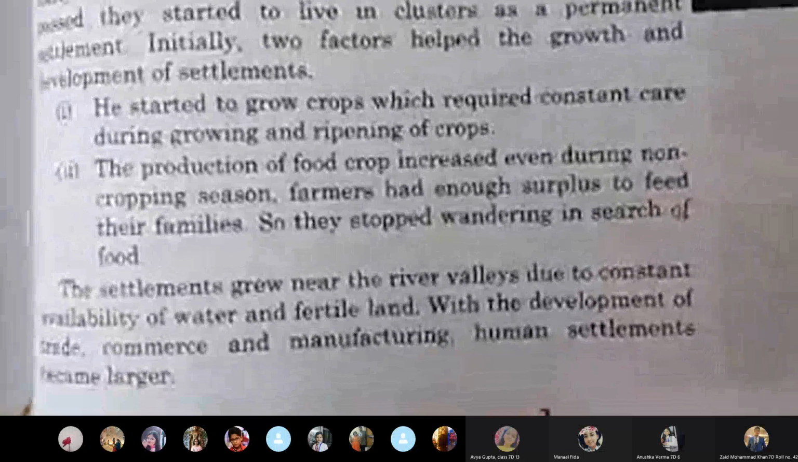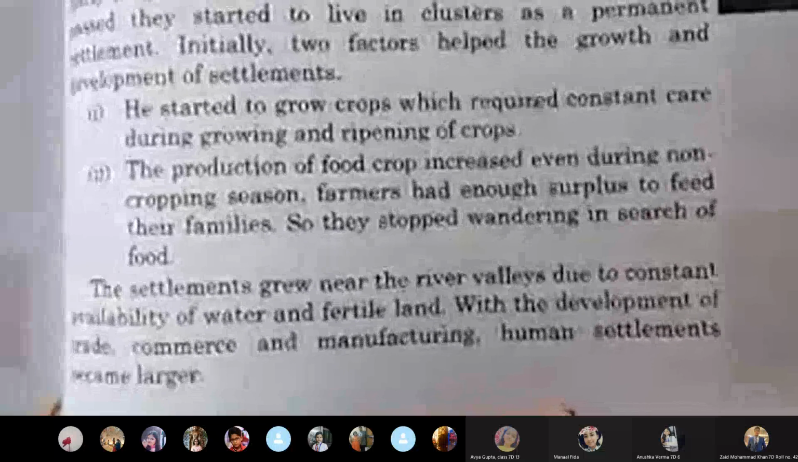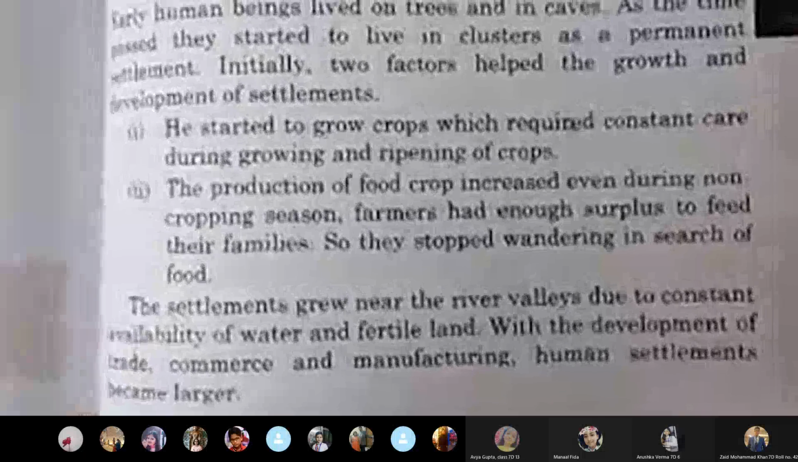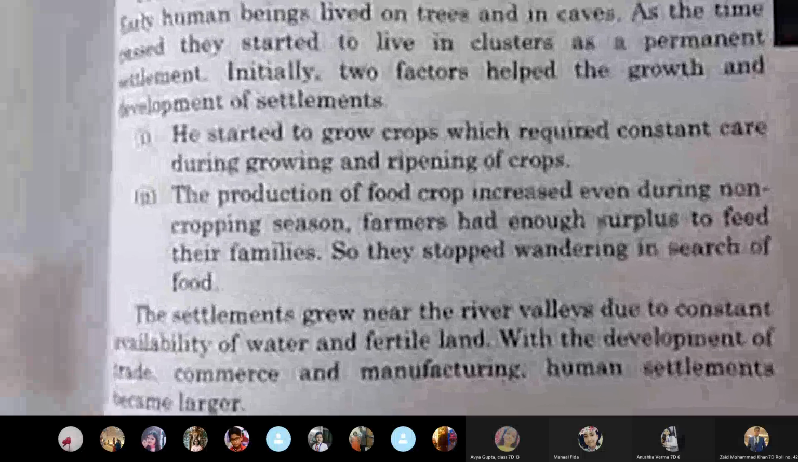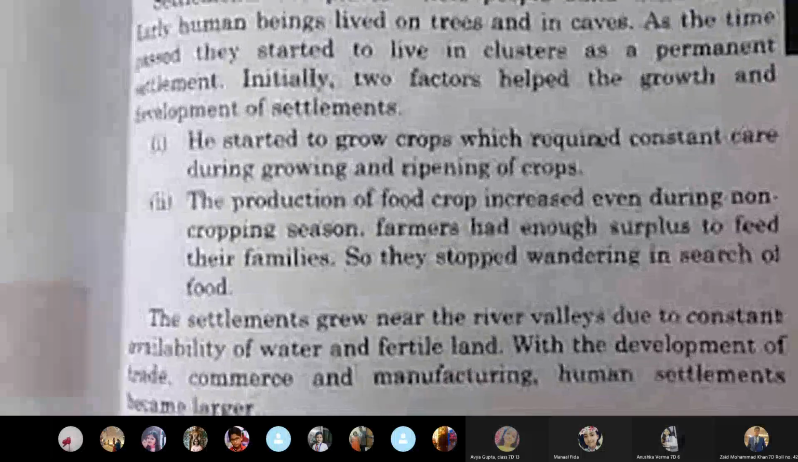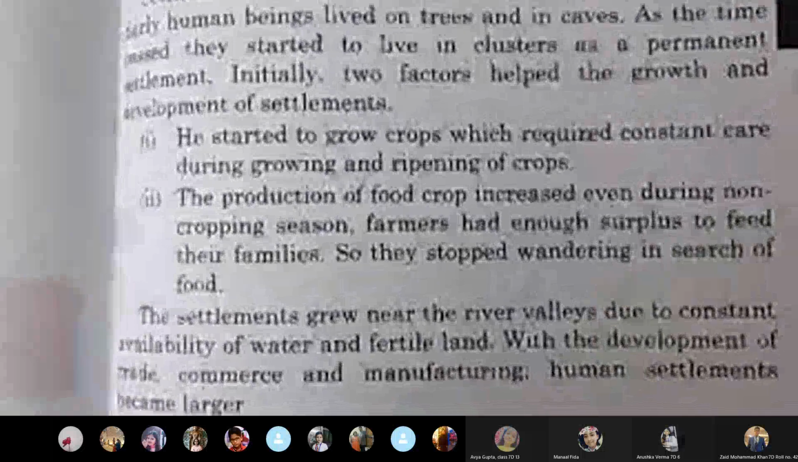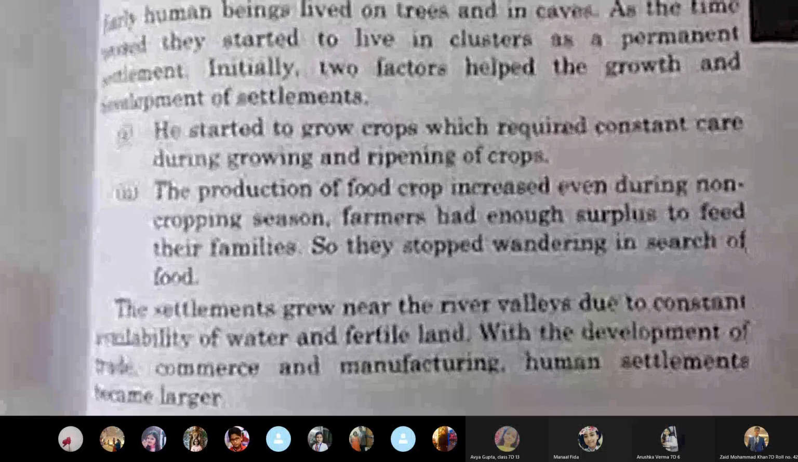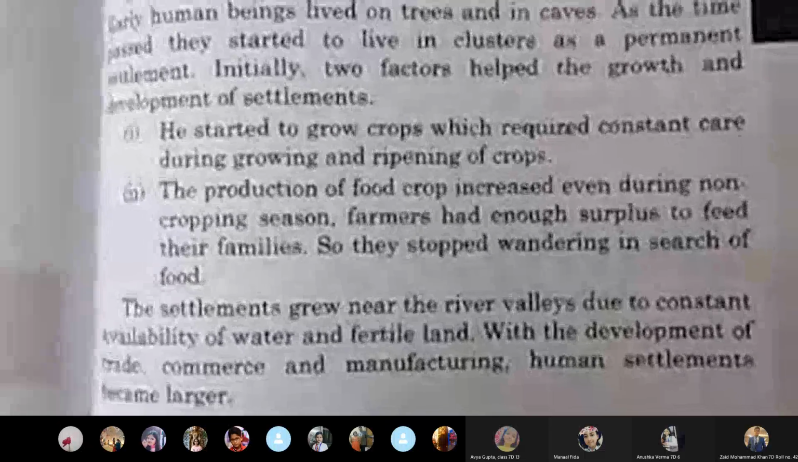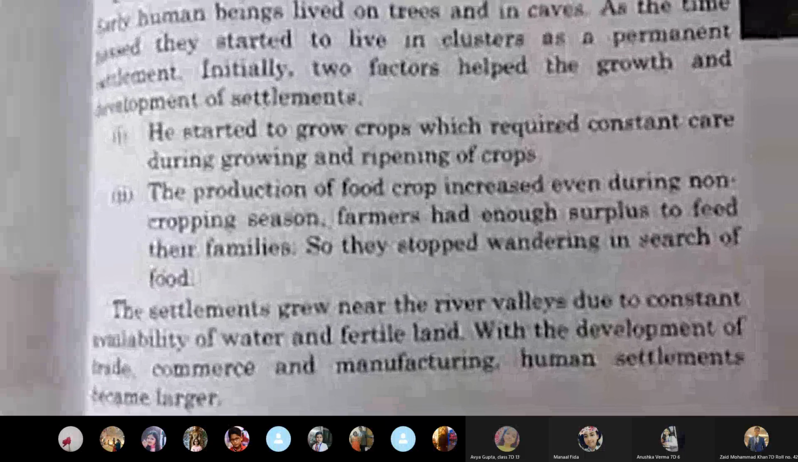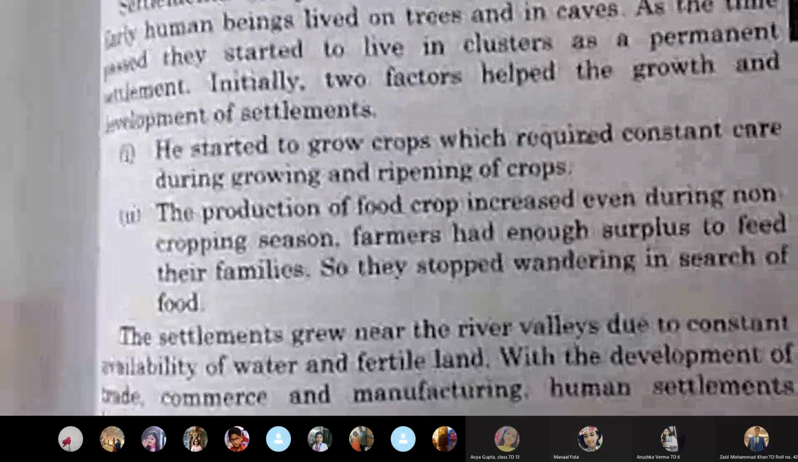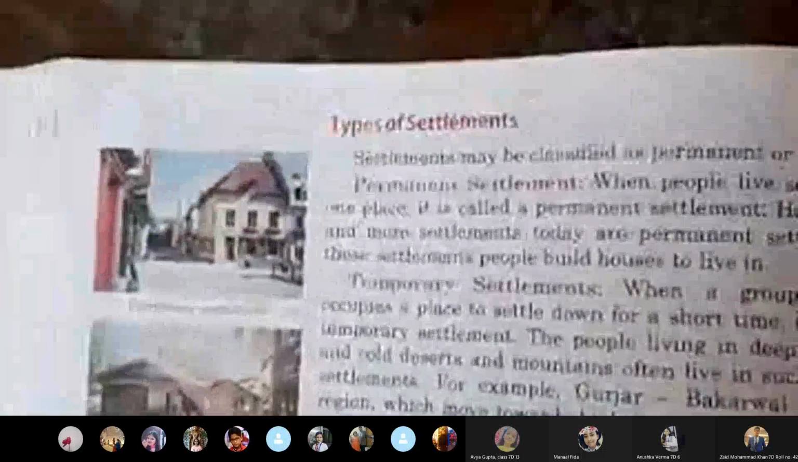Now the settlements grew near the river valleys due to the constant availability of water and fertile land. With the development of trade, commerce, and manufacturing, human settlements became larger. So all these factors are important because of the availability of water for the crops and the fertile land, that means the soil was rich in supply. All these factors led to massive settlements and development in that area. Then with the settlements, trade and commerce grew, the manufacturing of goods increased in number, the productivity rate increased, and the human settlements became larger. Okay, is this much clear?